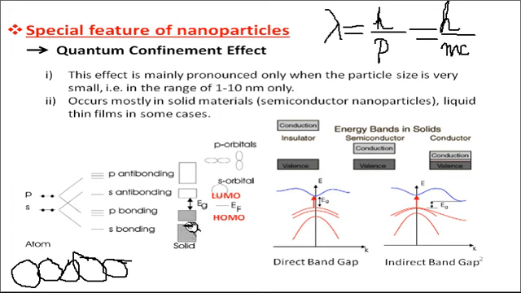Now you already know that the highest energy level where an electron can be found is known as the highest occupied molecular orbital, or in short you can say that it is HOMO, HOMO.